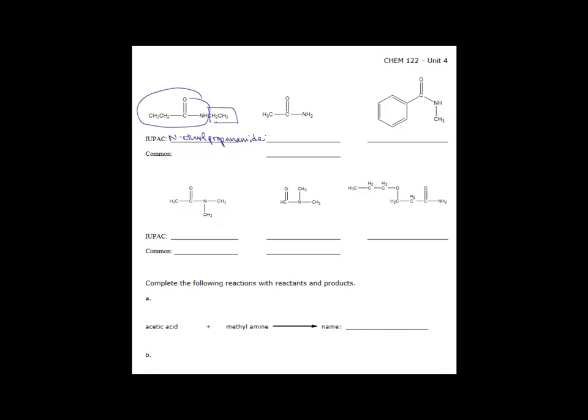The next one might have been tricky for you because there's nothing coming off the nitrogen. Not every amide has to have alkyl groups coming off of it. This is just a 2 carbon parent, so it's ethanamide. Common would be acetamide. This next amide hopefully jumps out at you from your orange flashcards. N-methyl benzamide.